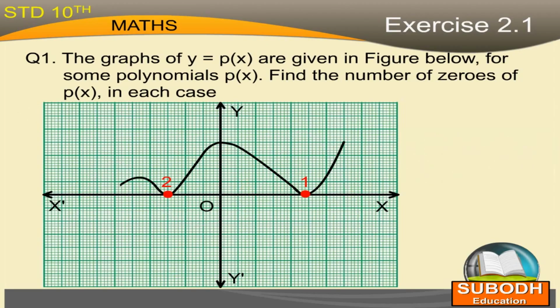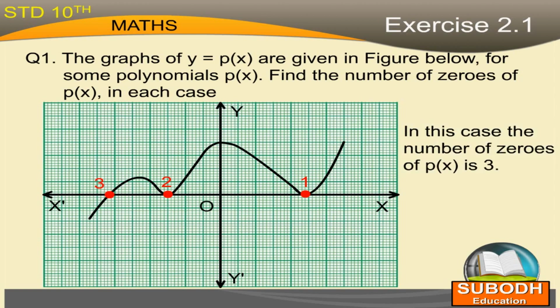Example 6. The curve of the polynomial intersects the x-axis in 3 points. Therefore, in this case, the number of zeros of polynomial p(x) is 3.